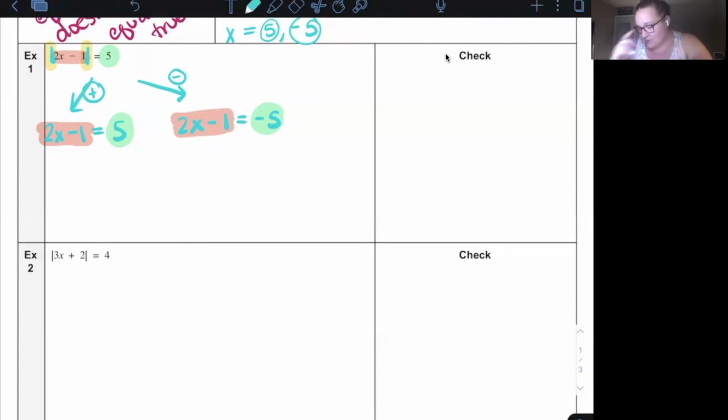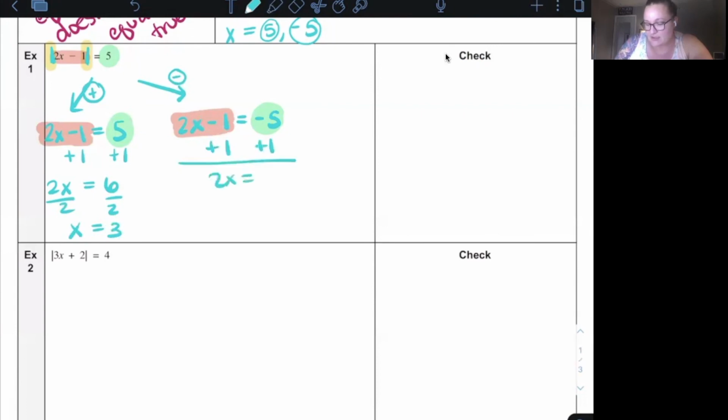All right, so now you have two separate equations that you're going to solve the same way you solve equations. We're going to add 1 to both sides, and then we're going to divide by 2, and we get x equals 3. We're going to add 1 to both sides. We get negative 4. We're going to divide both sides by 2. x is negative 2. So we have two answers, x equals 3, and we also have x equals negative 2. We have two possibilities that will make this equation true.